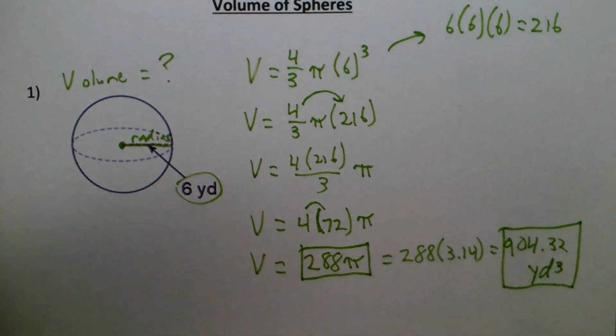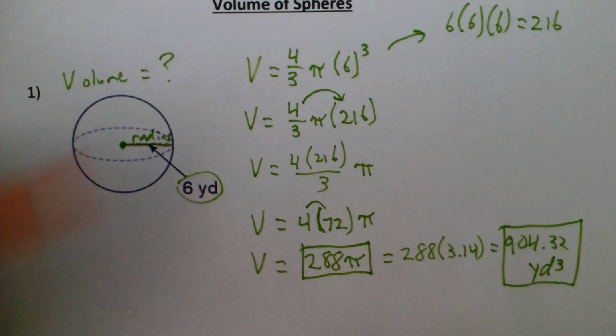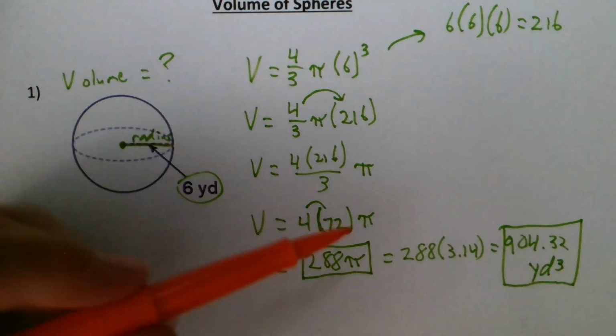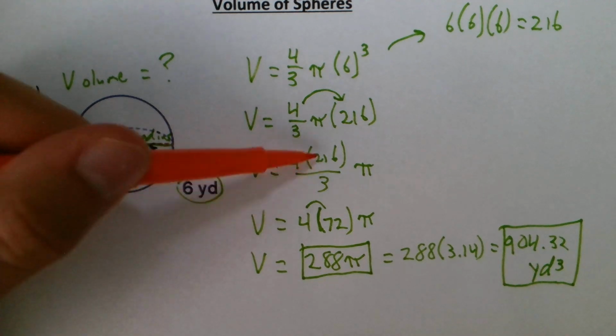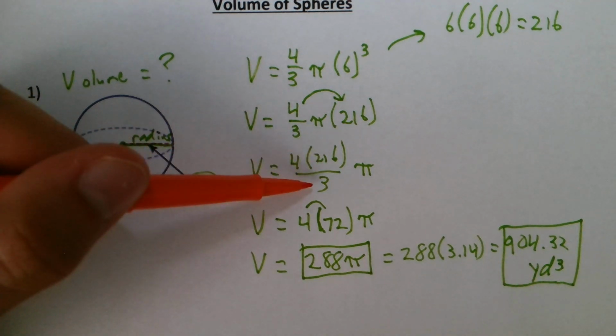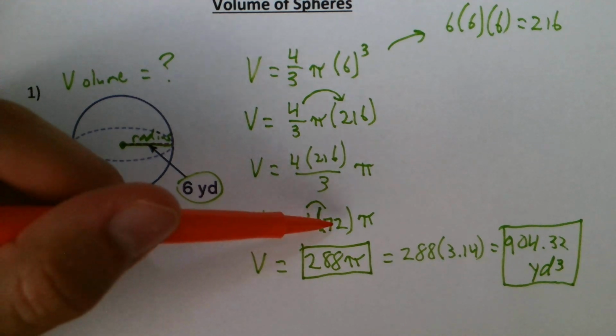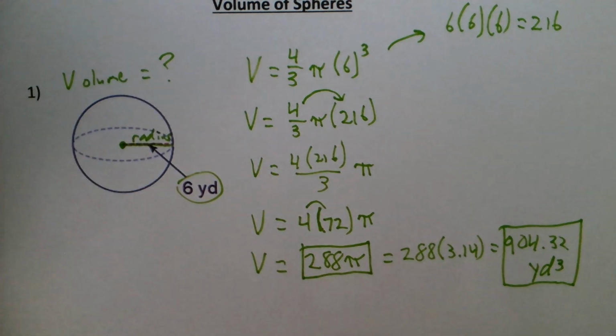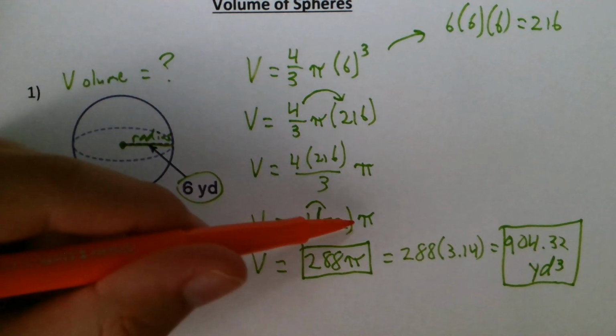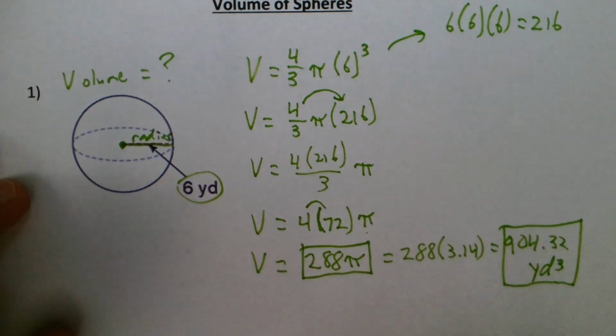Right, and again, this in particular, volume of spheres, is really an important place where you might consider leaving things in terms of pi, because of the fact that this math that we did, dividing by 3, multiplying by 4, wouldn't have produced such nice numbers if we had already multiplied by pi. So it does make it a little easier if you hold off on that until the end.